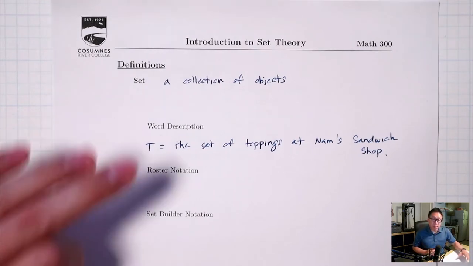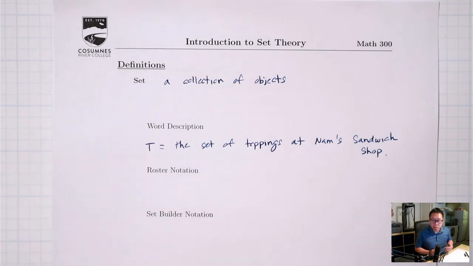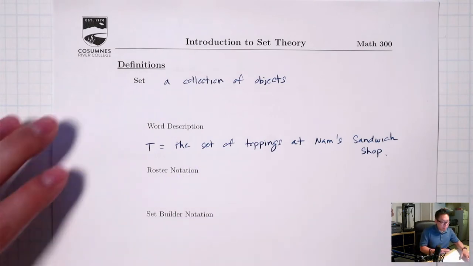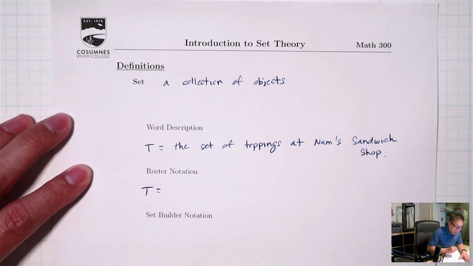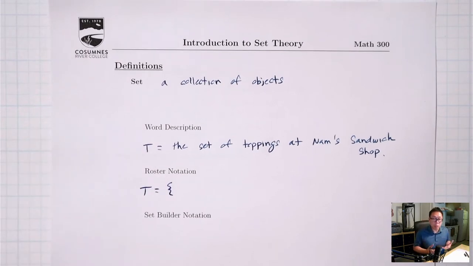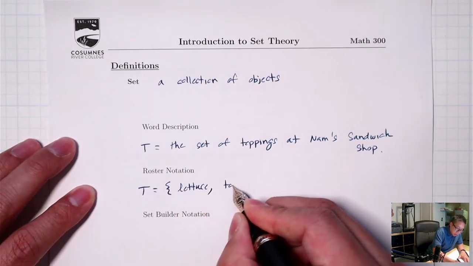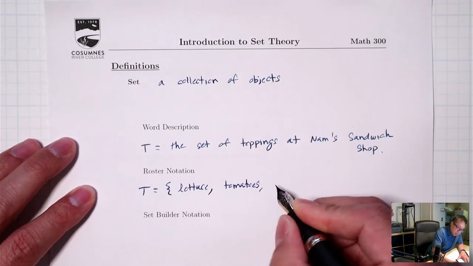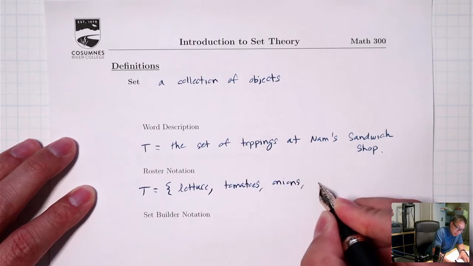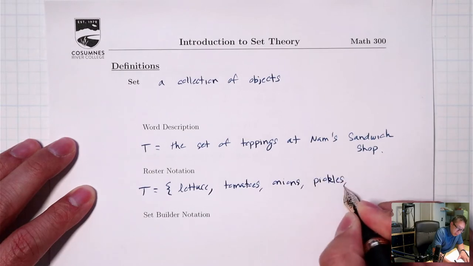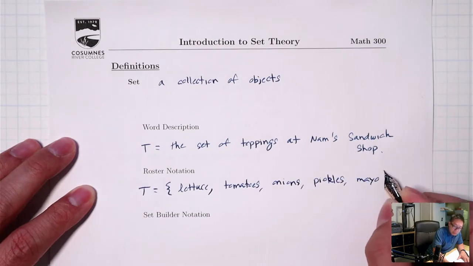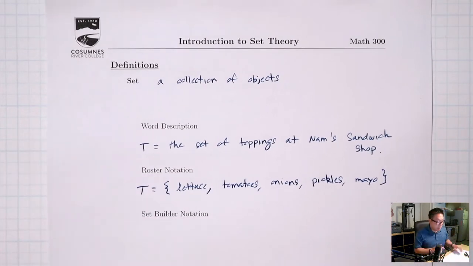Another way to describe that same set is, instead of describing it with words, we can just list out the objects in that set. So the same set, I'm just going to list out what toppings are available at my fake restaurant. So in my fake restaurant, you can put lettuce, tomatoes, onions, pickles, and mayo on your sandwich. Okay, these are curly brackets. They stand for that this is a set.